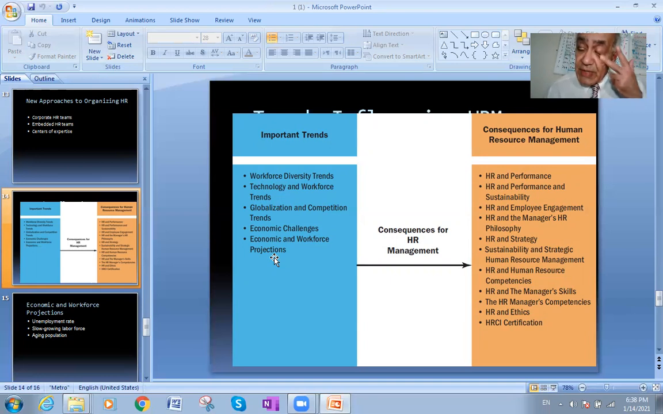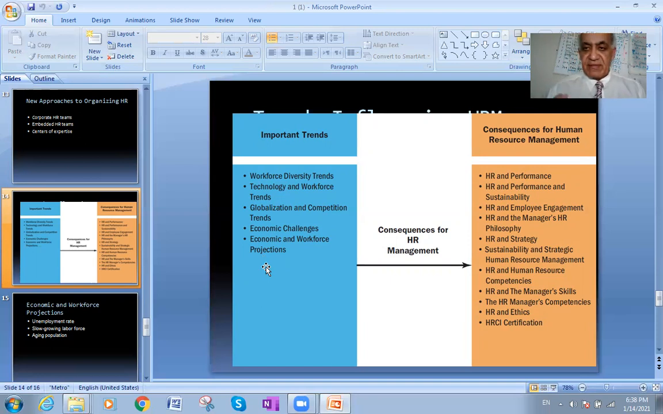And the human resource management department's role has also changed, because they are now working virtual, not like before. So this is how it is. Economic and workplace workforce projections, this is one of the points we talk about.